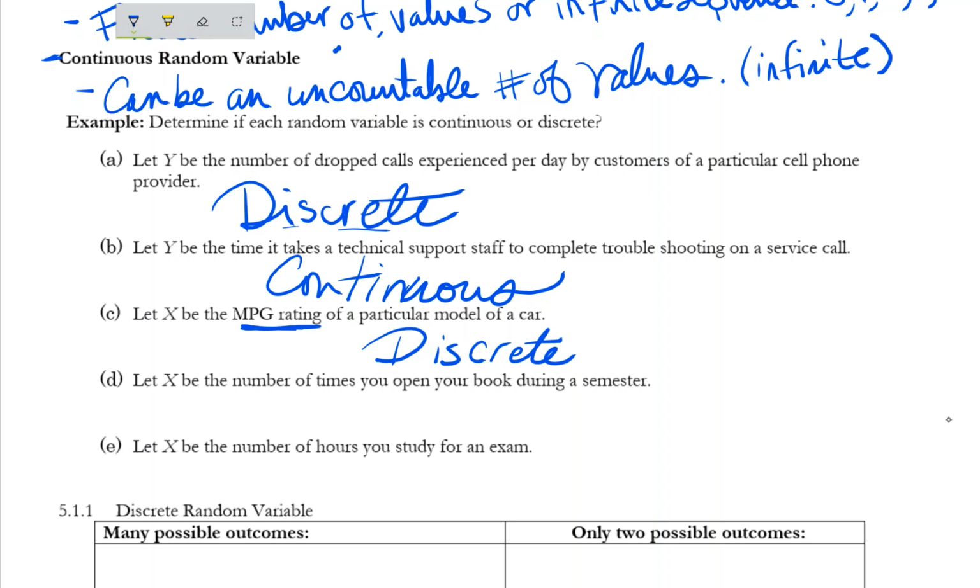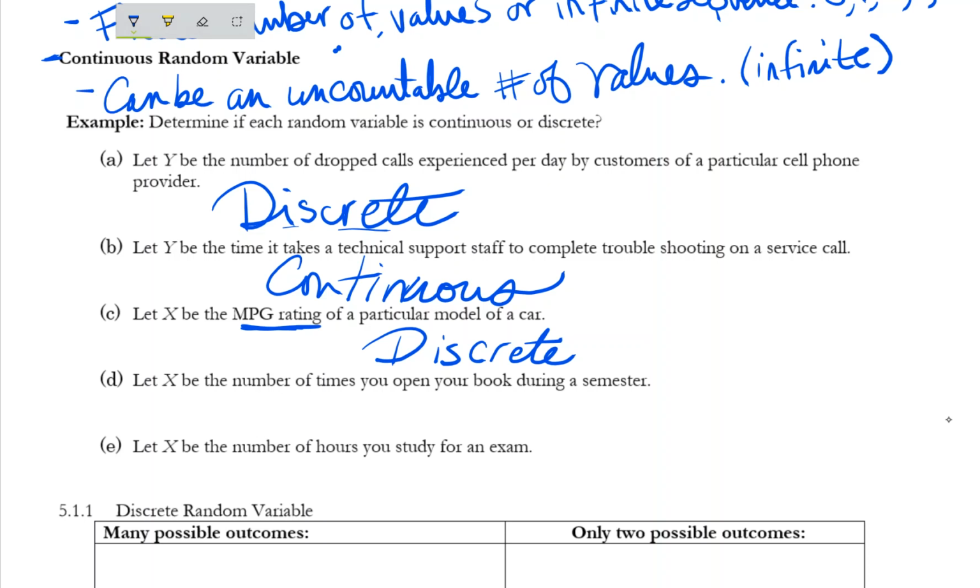All right. This is supposed to be funny. Let X be the number of times you open your book during the semester. Yay! Now, for a lot of you, I'm assuming you bought the ebooks. There's no physical book for you to open. Because of that, this is going to be 0 because you never actually physically opened it.